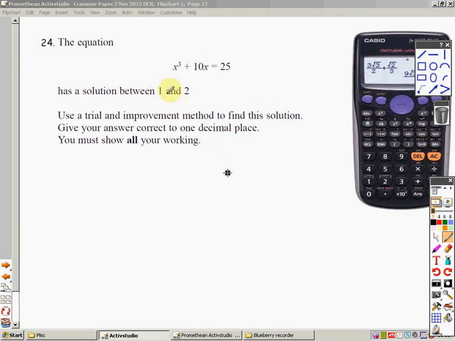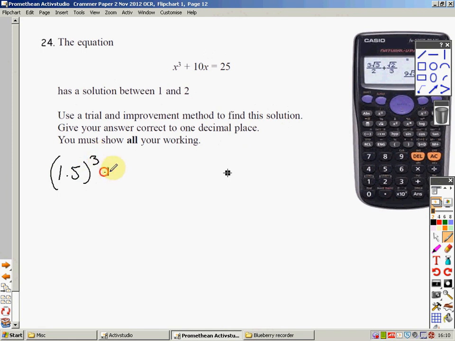So, I know it's between 1 and 2, let's start with 1.5. This time my equation is 1.5 cubed plus 10 times 1.5. Let's work out what that is. I'm going to start again. 1.5 cubed plus 10 times 1.5 equals 18.375. That's too small.